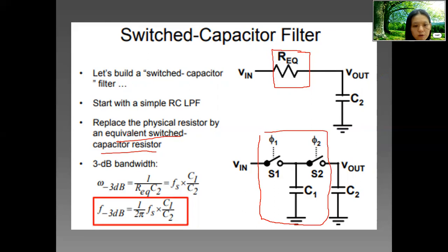And after replacing, we will have the 3 dB bandwidth, omega at negative 3 dB, which means our cut-off frequency will be equal to 1 over our equivalent R times C2. And now this will be equal to our Fs times C1 divided by C2. And for this equation, our cut-off frequency will be equal to 1 over 2 pi, Fs multiplied with C1 divided by C2.